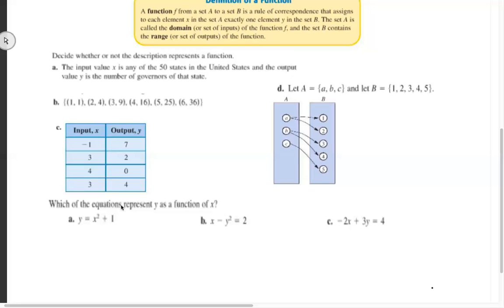Starts with C, Cuomo. Okay, so New York has Cuomo. So that's also like 1-to-1. Now, how would it look if it wasn't a function? Ready for this? You ready for this, Kayla?